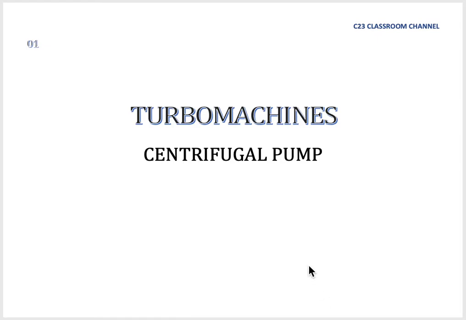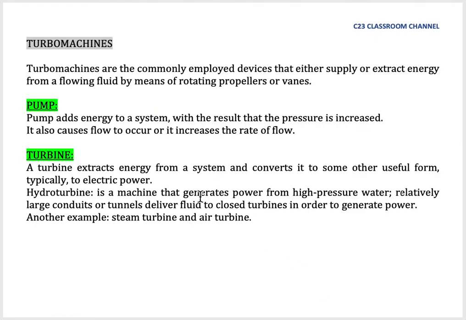Turbomachine, centrifugal pumps. Turbomachines are commonly employed devices that either supply or extract energy from a flowing fluid by means of rotating propellers or vanes. Pumps add energy to a system with the result that the pressure is increased. It also causes flow to occur or it increases the rate of flow.